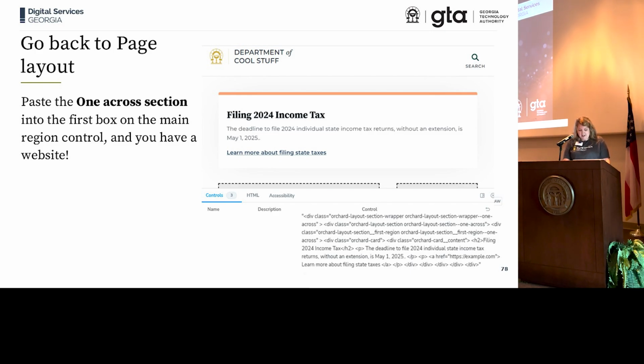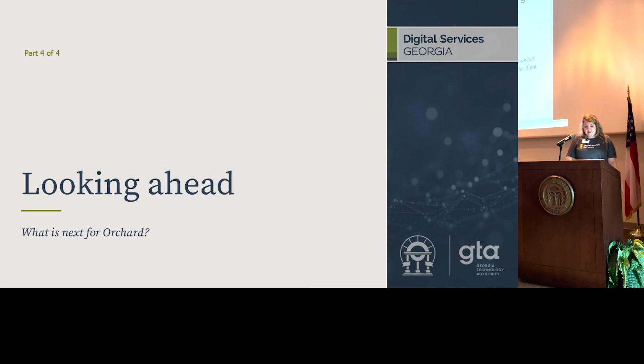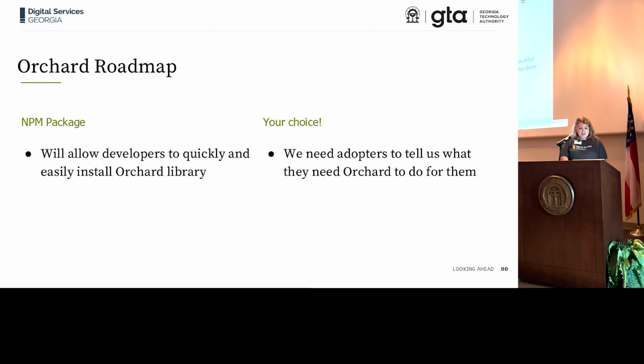All right. Looking ahead at the Orchard roadmap. One of the big projects that we're going to implement is an NPM package version of Orchard. NPM stands for Node Package Manager, but if you're a developer, you know what that means. Basically, it will just allow developers to easily install the Orchard component locally instead of copying code and pasting it in. It will already be in the project.